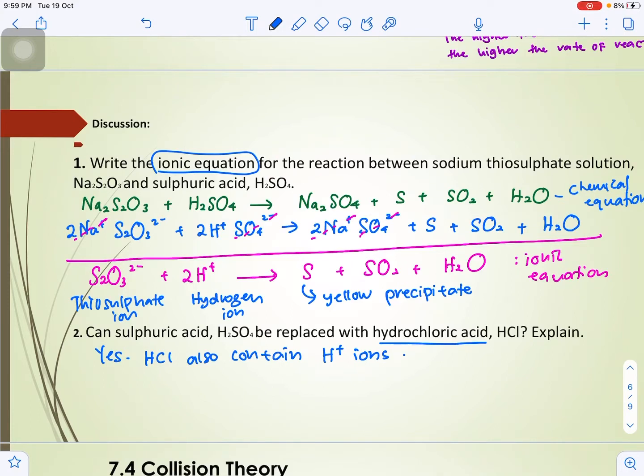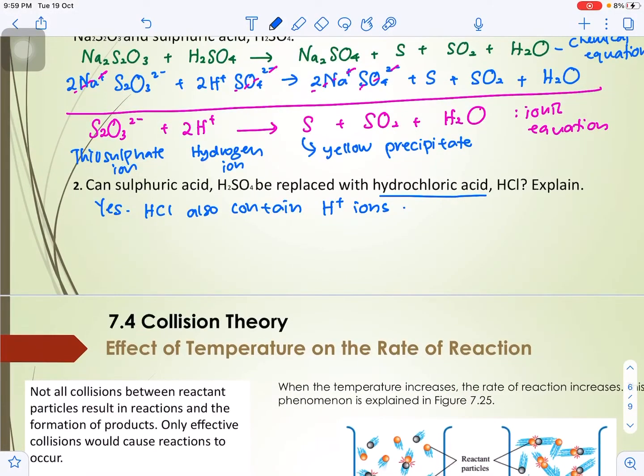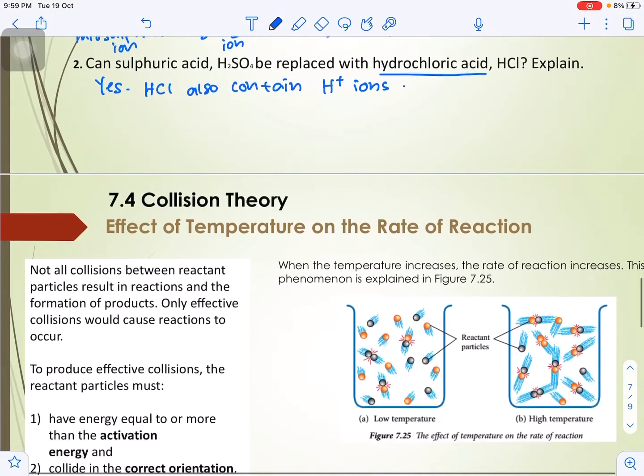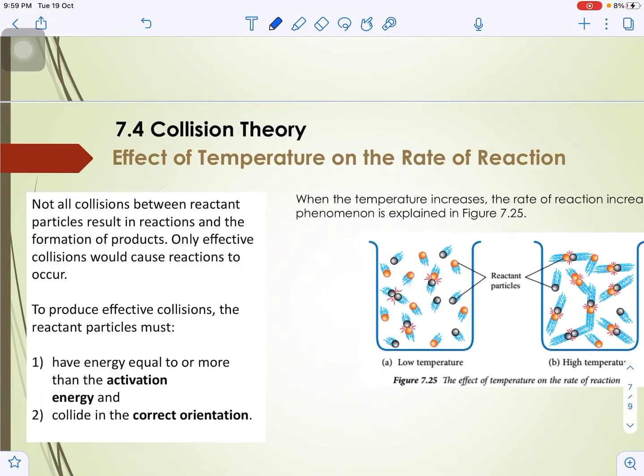Okay, now we're going to relate the factor temperature with the collision theory. How does temperature affect our rate of reaction and how are we going to explain it by using collision theory? Okay, collision theory mentions that not all collisions between reactant particles result in reaction and formation of product. So, only effective collisions would cause reaction to occur. What does it mean? So, dalam reaction, for sure we have collision. Particles are going to collide.